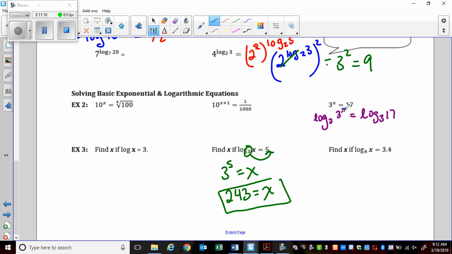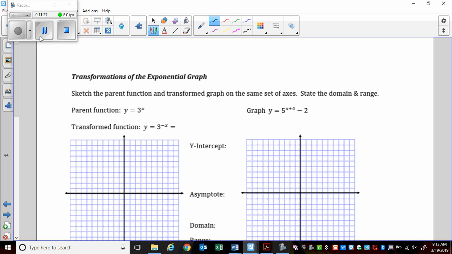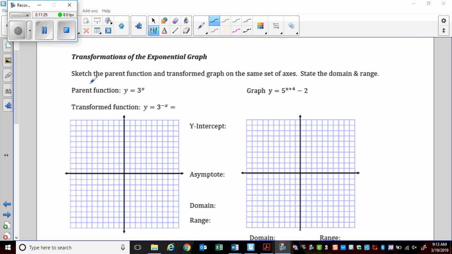And then, as I said, remember this will cancel. We'll have x equals log base 3 of 17. And this is something you can plug into the calculator and evaluate. Okay, go ahead and flip your paper over.